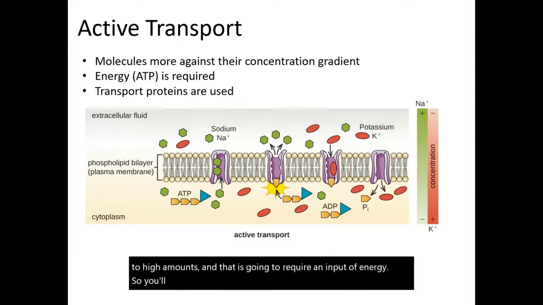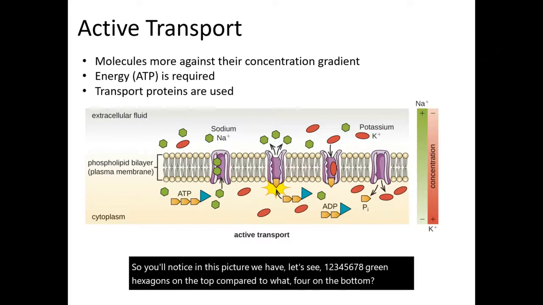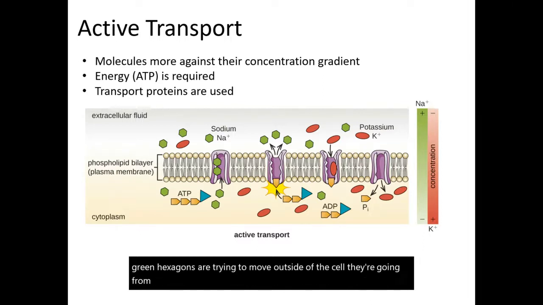So you'll notice in this picture, we have, let's see, 1, 2, 3, 4, 5, 6, 7, 8 green hexagons on the top compared to, what, 4 on the bottom. And so if you look at the first transport protein, you'll notice those green hexagons are trying to move outside of the cell. They're going from low amounts to high amounts. That requires an input of energy because they're going against the gradient. So you'll notice that ATP down there. Okay, that's the energy of the cell.